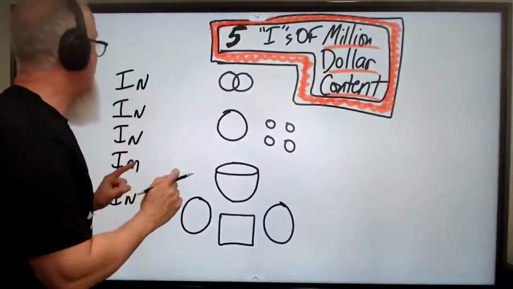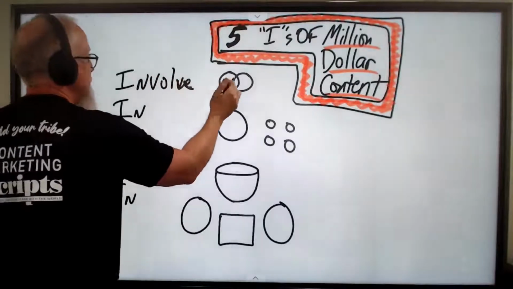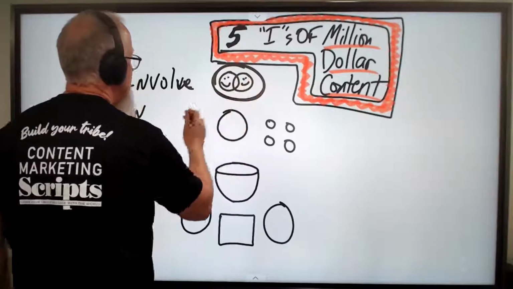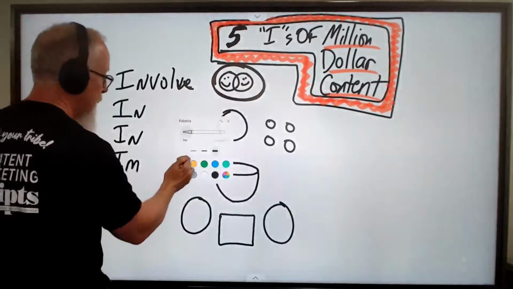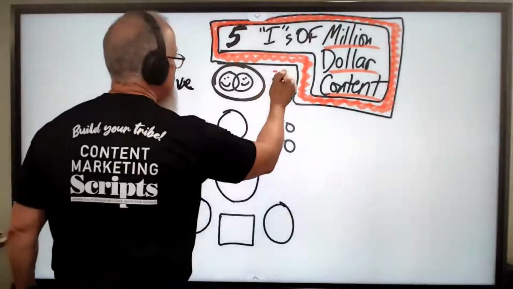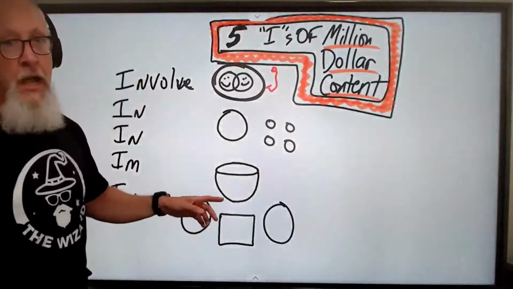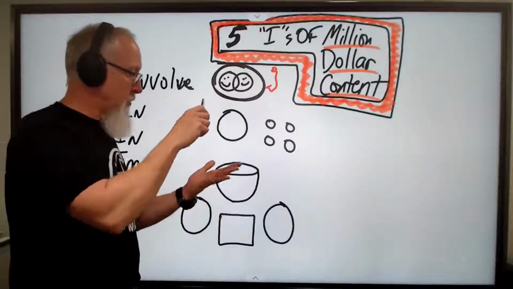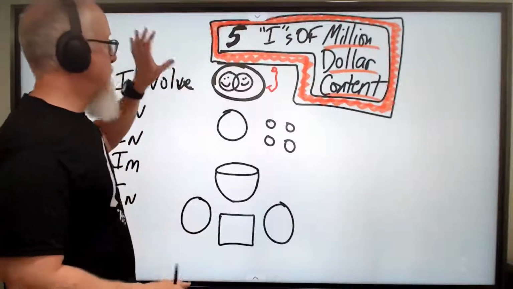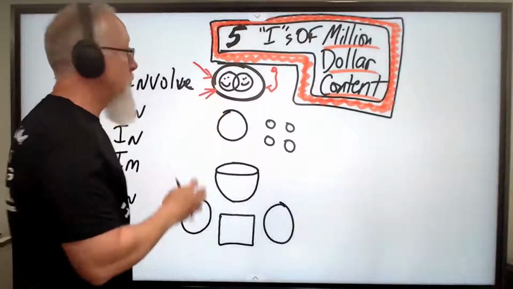Well, the first I is to involve. That means that you need to get people involved with your content. They have to actually care what's going on. So one of the biggest ways that you do this is by having amazing hooks that pull people into your content: the titles of your articles, the first words that come out of your mouth on your videos, something that's going to pull somebody in to whatever it is that you are doing.